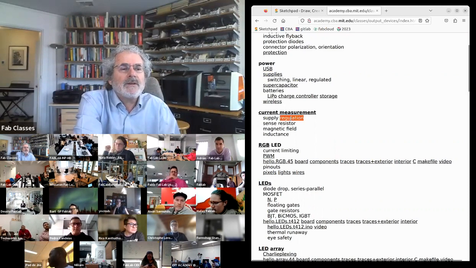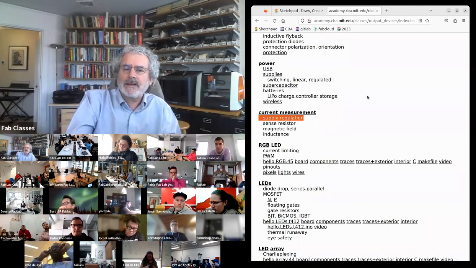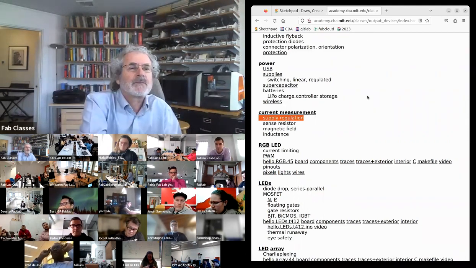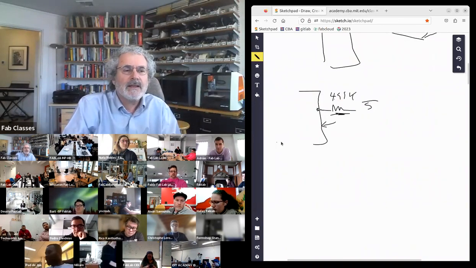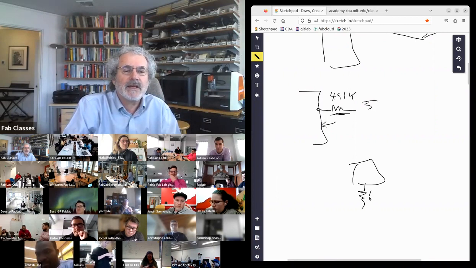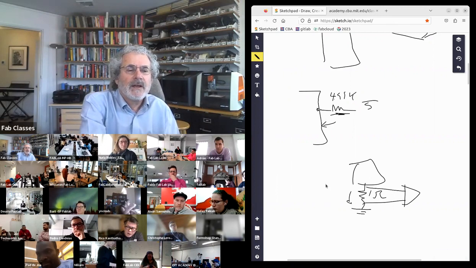So one way to do it is if you just have a bench supply, when you turn it on, it'll tell you the current you're drawing. One thing you can do is, whatever your circuit is, on the ground side, you put, for example, a 1 ohm resistor, and then you measure the voltage across that going into ground with a sense resistor.